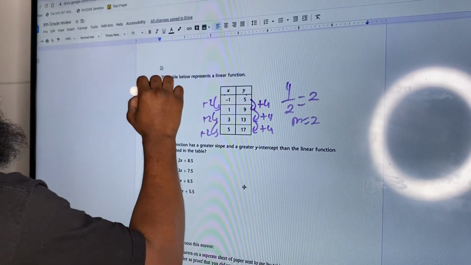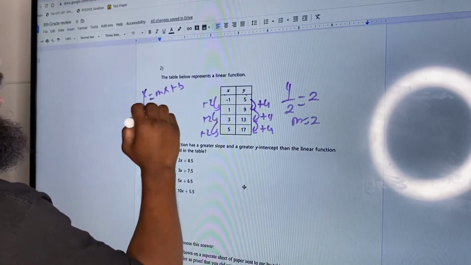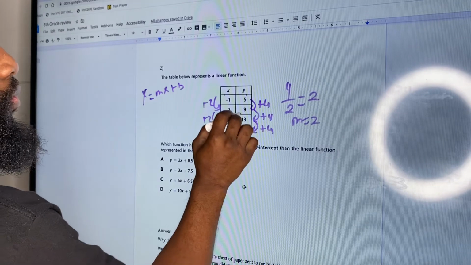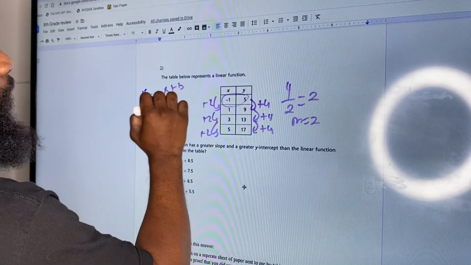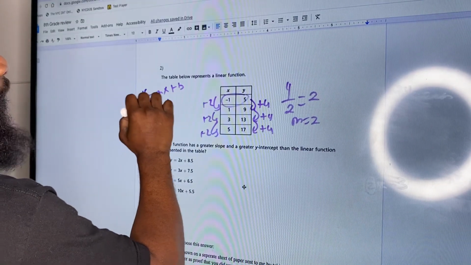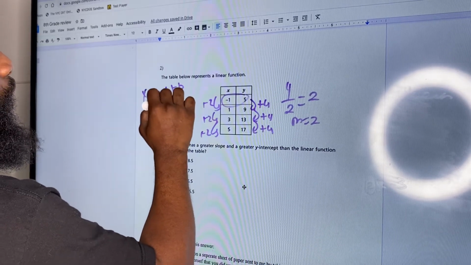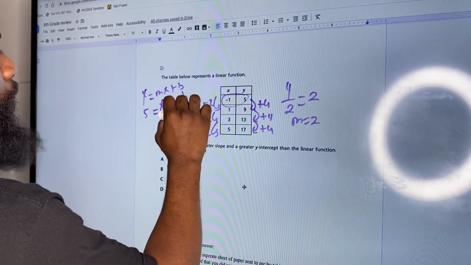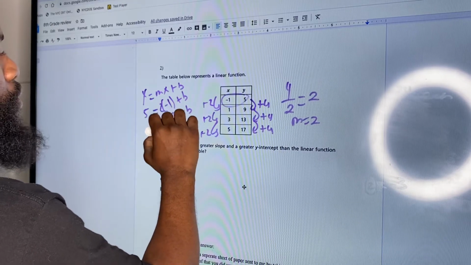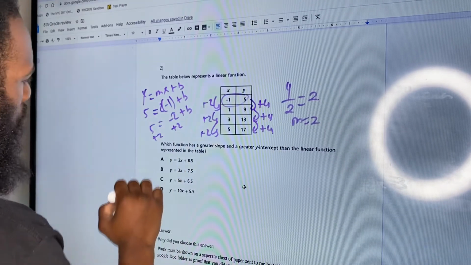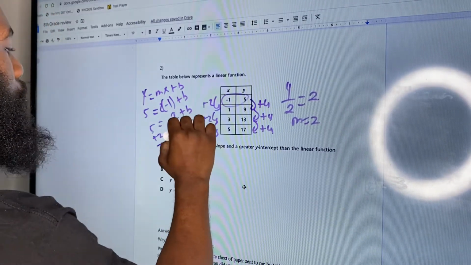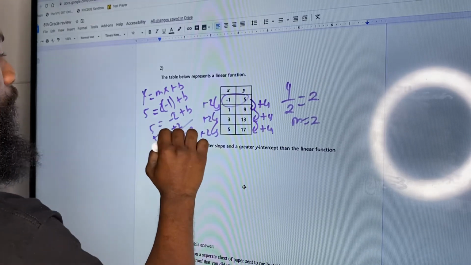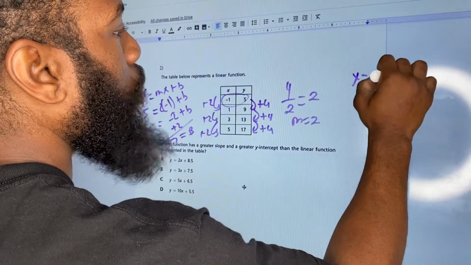So we have to create our slope-intercept form, right? Pick a coordinate. X is -1, y is 5. Our m is 2, so -2 plus b equals 5, plus 2 plus 2, b equals 7. 5 plus 2 is 7. So our equation is y equals 2x plus 7.